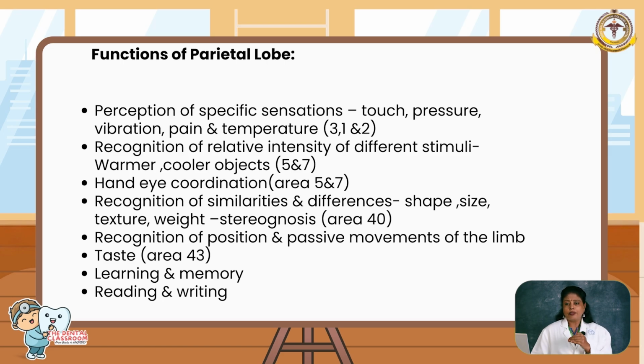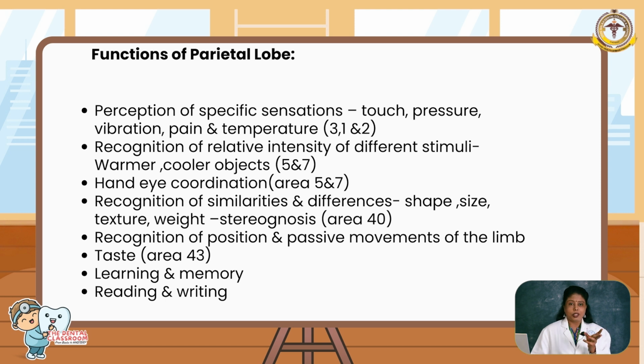Then recognition of relative intensity of different stimulus. That is, if you are given 2 glasses of water, one will be warmer, one will be cooler. You will be able to differentiate which is warm, which is cool. That is because of the area 5 and 7 of parietal lobe.